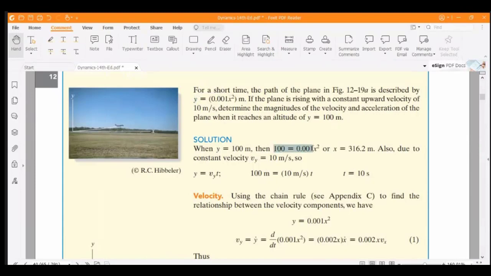100 equals 0.001 x squared. So x equals plus or minus that value, because it can become positive and negative. Negative cannot be the position. So that is why x equals 316.2 meters. Also, due to the constant velocity.